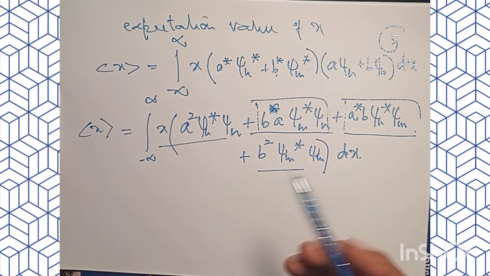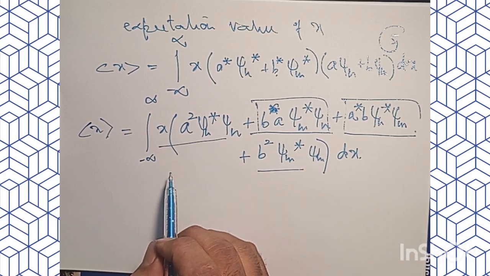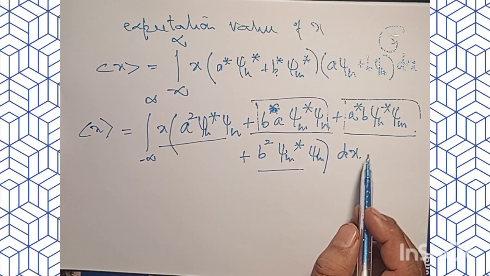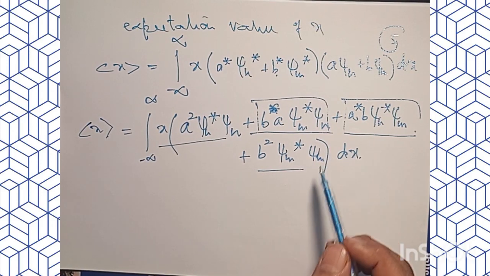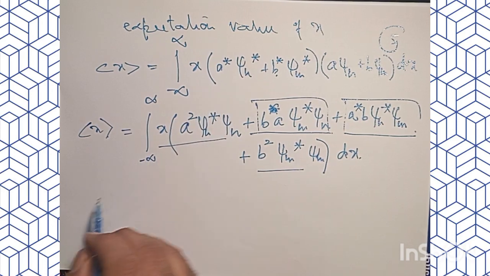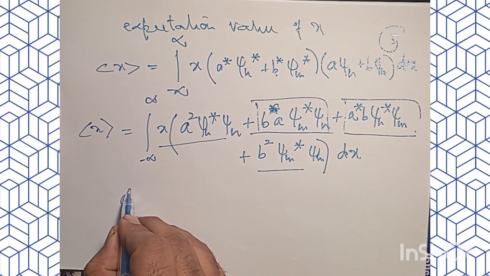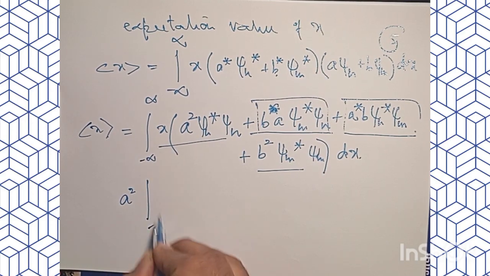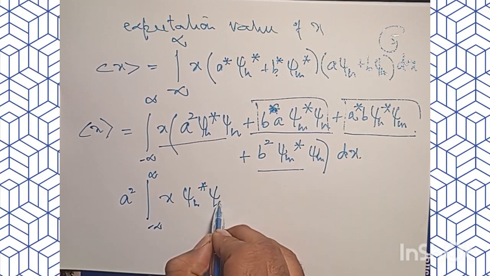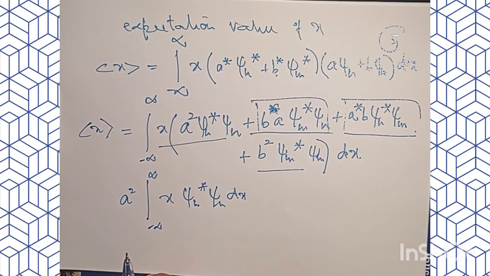And to do so, we can write these integrals in separate form, and out of them we will be choosing. I think it's better to write down this whole integral in separate form. So what we will have is a squared, integral from minus infinity to infinity of x psi n star psi n dx. This integral will not contribute to the variation.